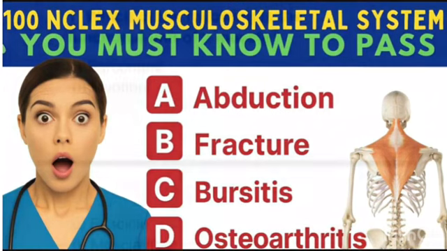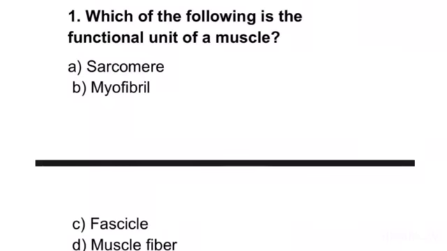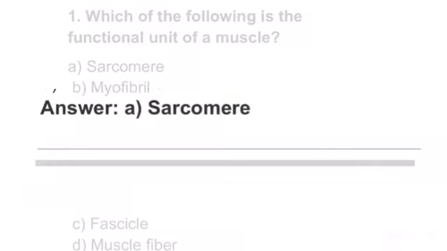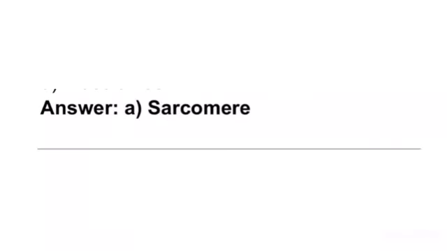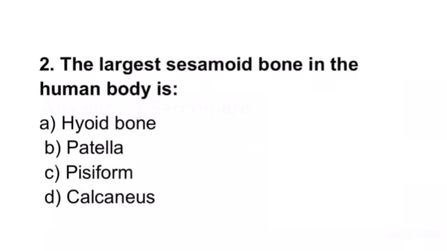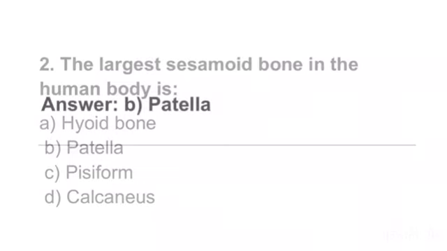Let's dive in. 1. Which of the following is the functional unit of a muscle? A. Sarcomere. B. Myofibril. C. Fascicle. D. Muscle fiber. Answer: A. Sarcomere. 2. The largest sesamoid bone in the human body is A. Hyoid bone. B. Patella. C. Pisiform. D. Calcaneus. Answer: B.